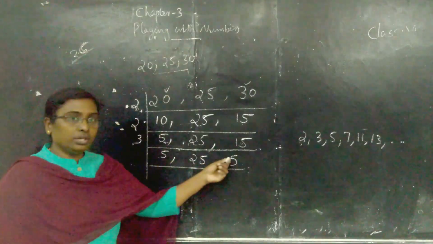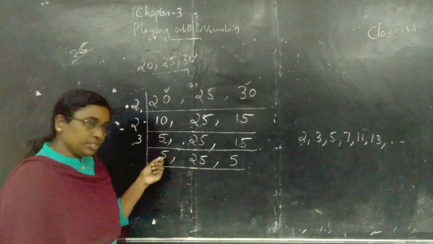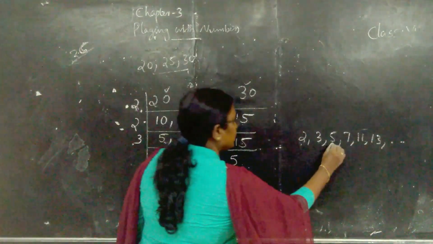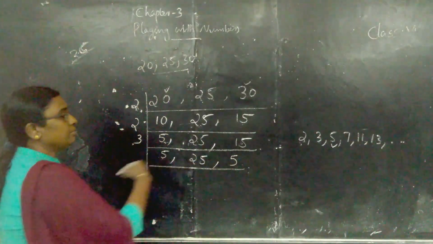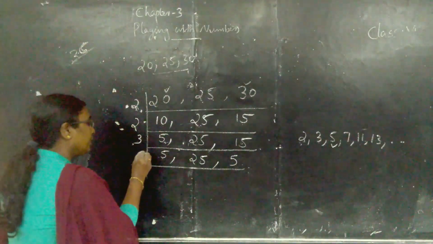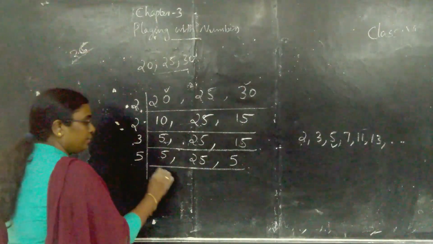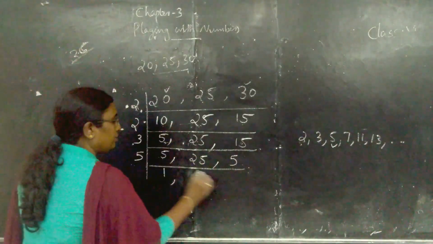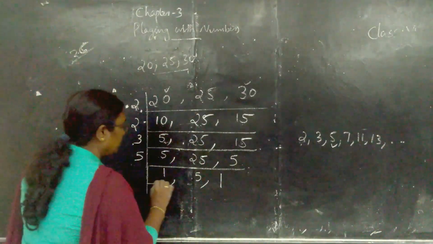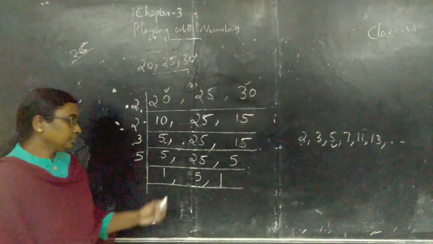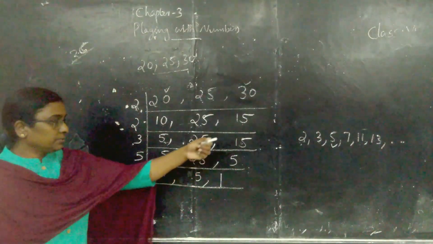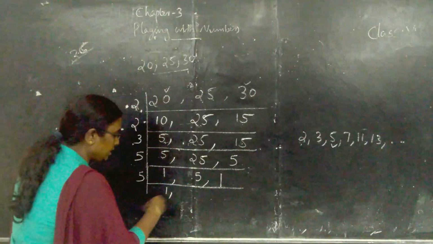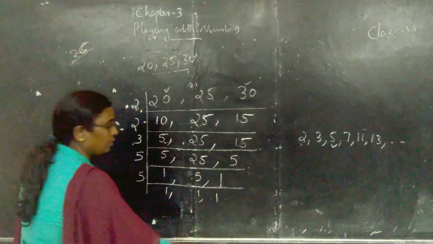Then 2 is not divisible. Then 3: 5 is not divisible by 3, 25 is not divisible by 3, again 5 is not divisible by 3. The next prime number is 5. All these numbers are divisible by 5. So write 5 here. 5 divided by 5, 1. 25 divided by 5, 5. 5 divided by 5, 1. Again, which number is divisible by 5? 5 itself. So write 5 here. 1, write 1 as such. 5 by 5 is 1.